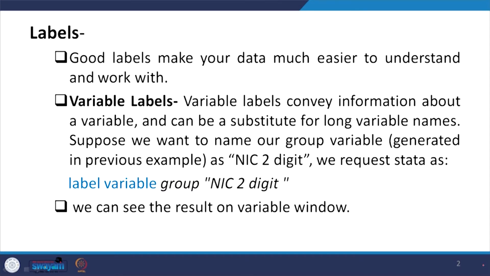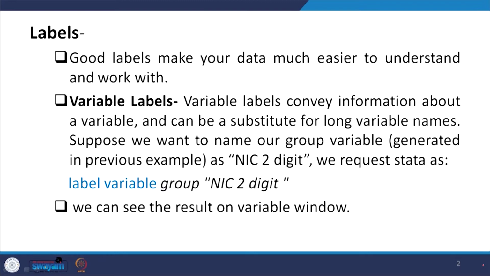Labeling is always good, but there are two kinds of labeling we are going to guide you on here. One is variable labeling and another one is value labeling. The variable label conveys information about a particular variable and can be a substitute for long variable names. It can also be helpful for a very short variable name, to make it more comfortable on our own basis.